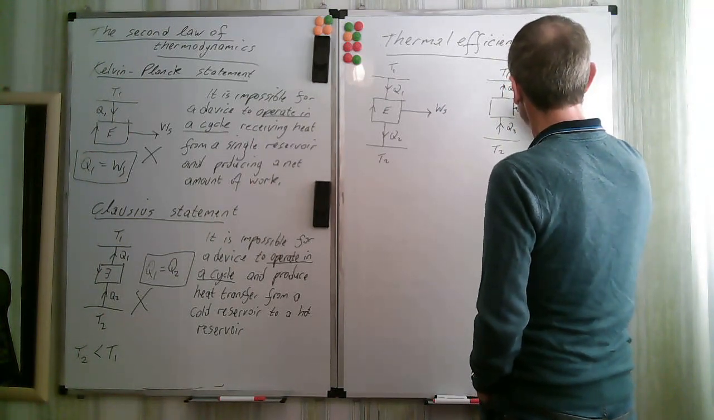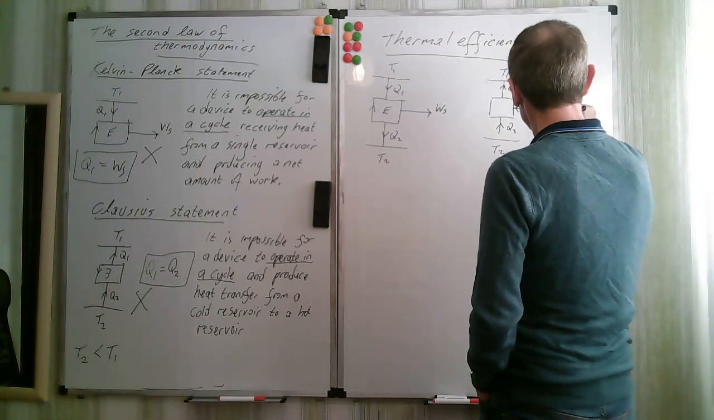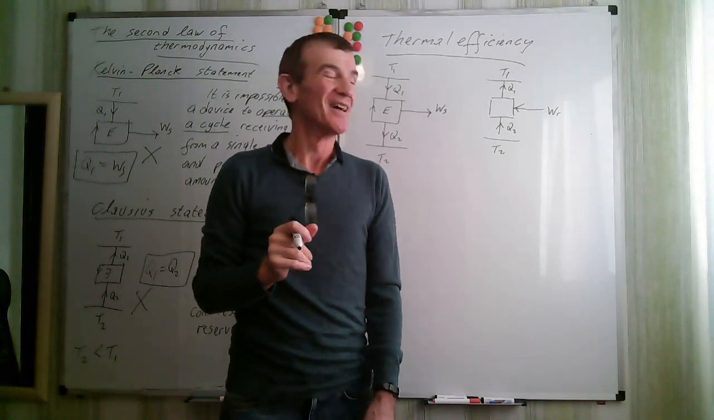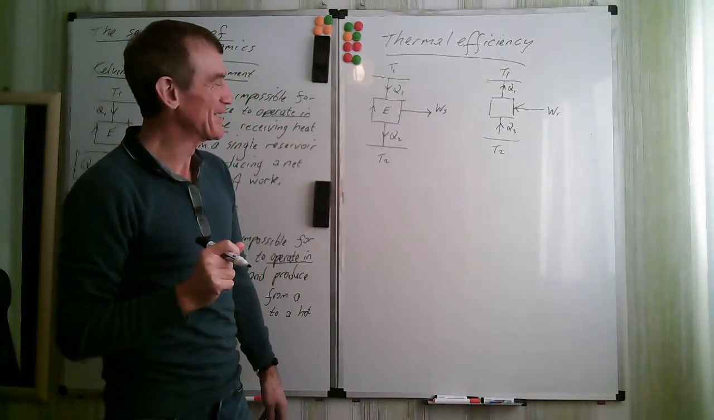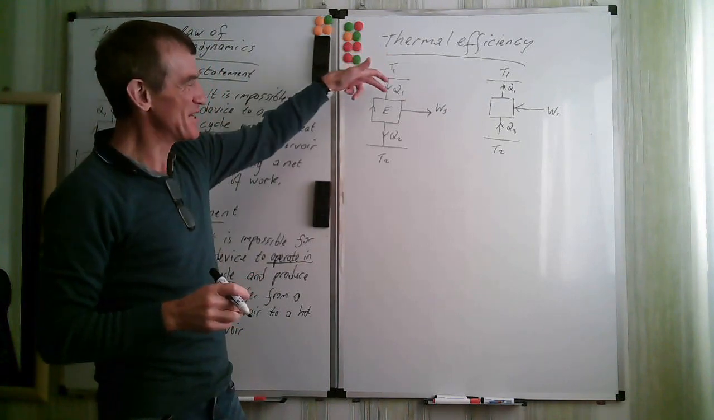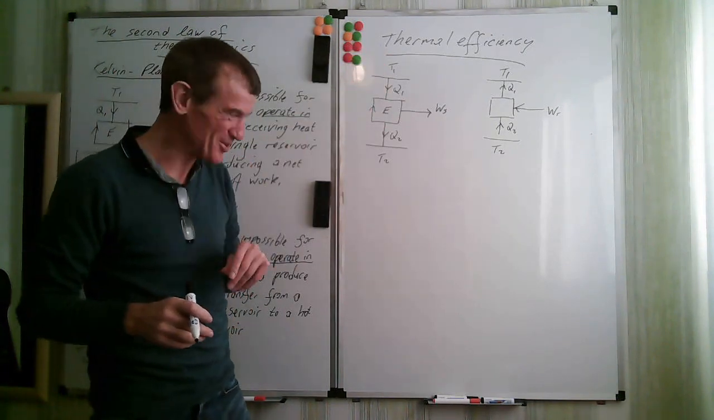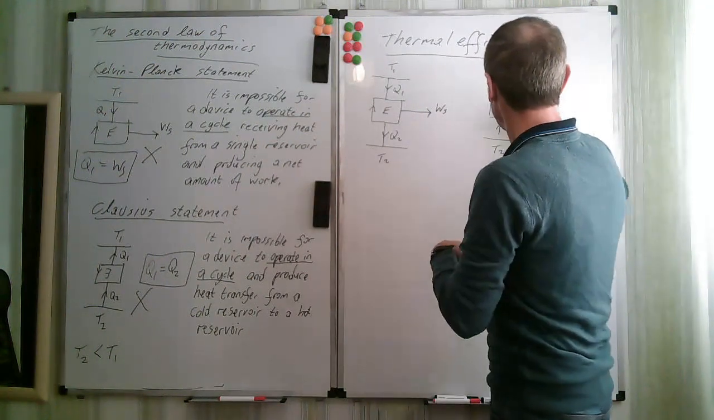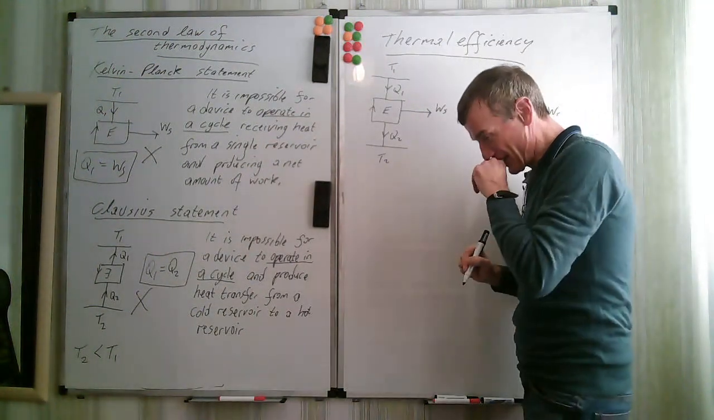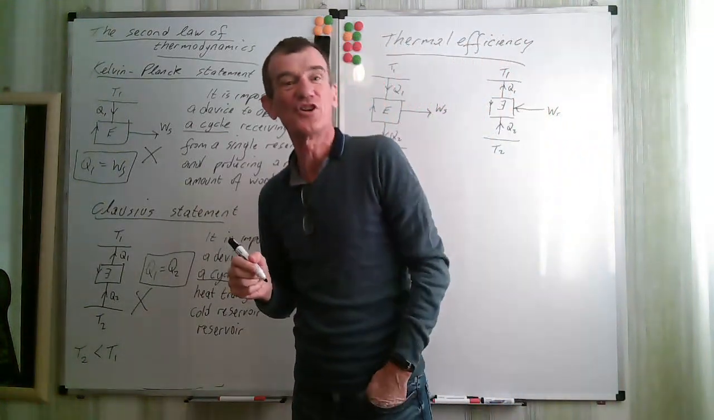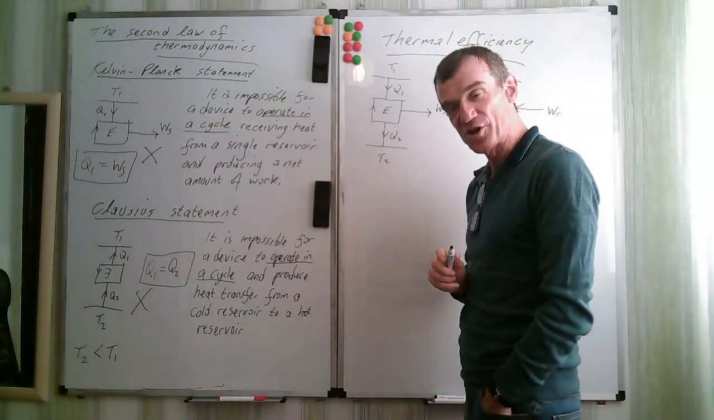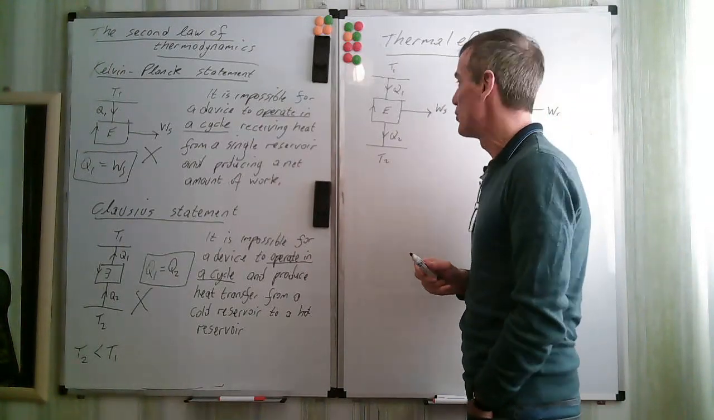Now, you might have noticed that our convention of positive and negative work and positive and negative Q, we've sort of abandoned slightly here. Basically, I'm showing the positive directions. We don't worry too much about it for this. But there's our reversed engine. So what do we mean by efficiency? With efficiency, it's what you want over what you supply.